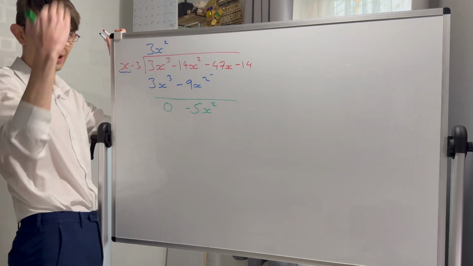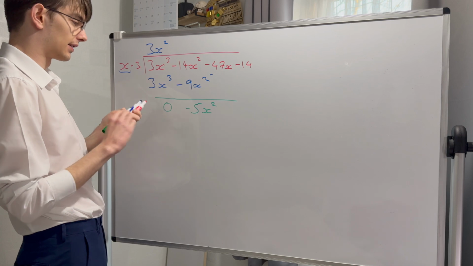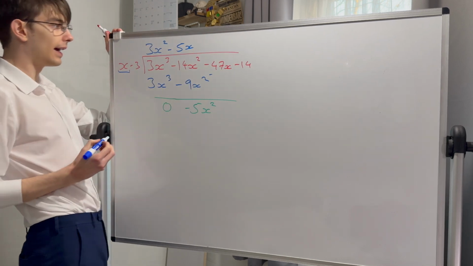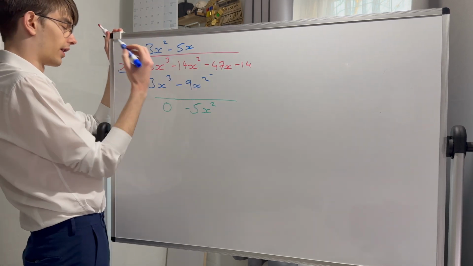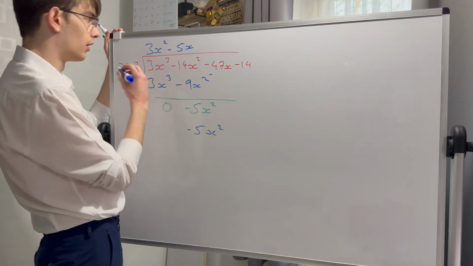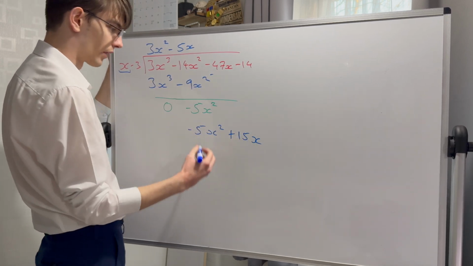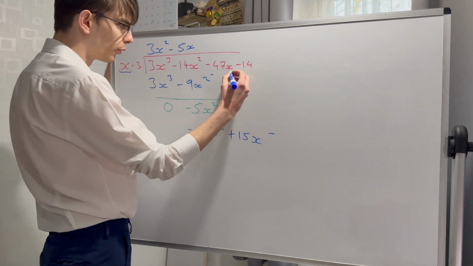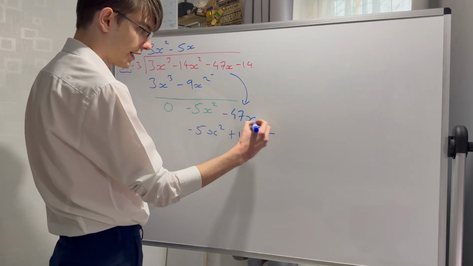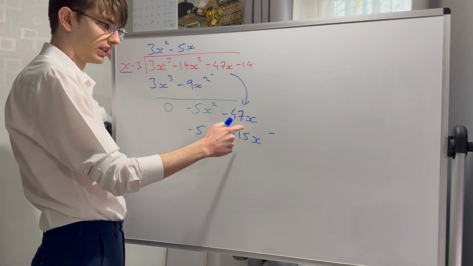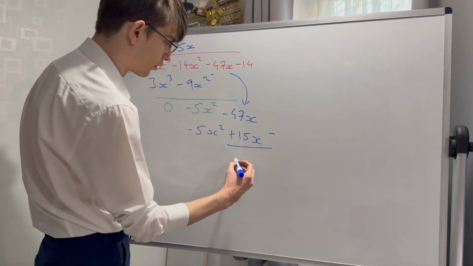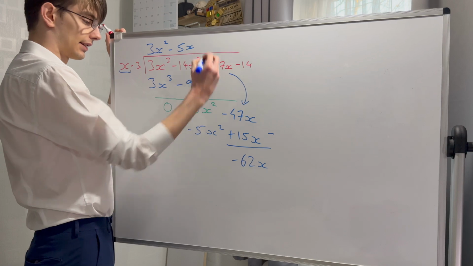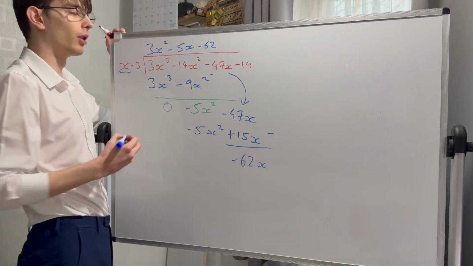Sorry, forgot about that one, I just kind of did it automatically. So I get minus 5x, so I'm going to divide that by my x, put it up top, and I get a minus 5x. Now, let's multiply that minus 5x down here, so I get minus 5x squared plus 15x. Minus them from each other, minus 5x squared plus 5x squared cancel. Bring down my minus 47x, and I end up with minus 47 minus 15, and that just gives me minus 62x. Divide it by x, pop it on the top, and I get minus 62.